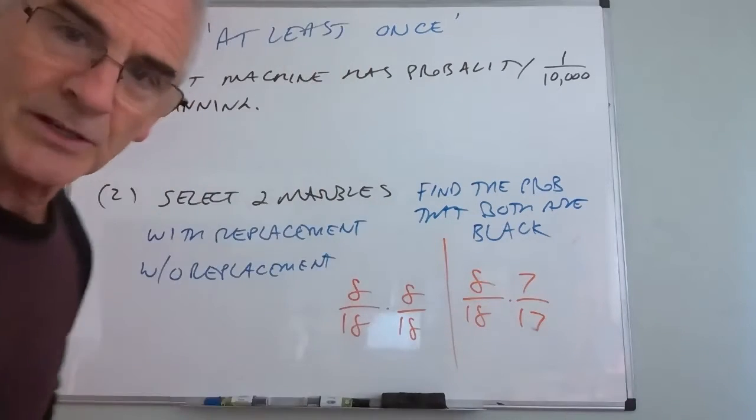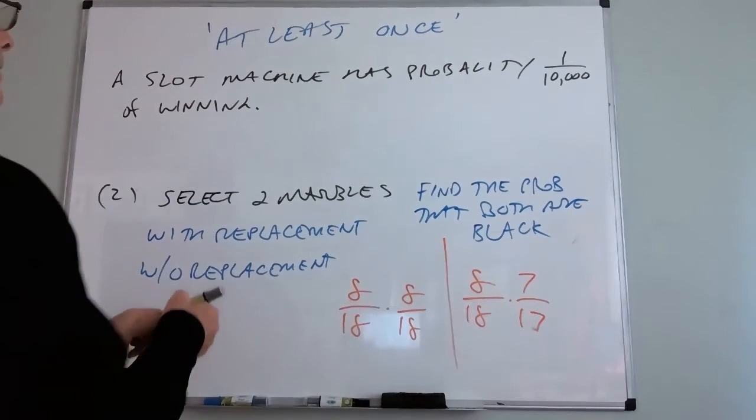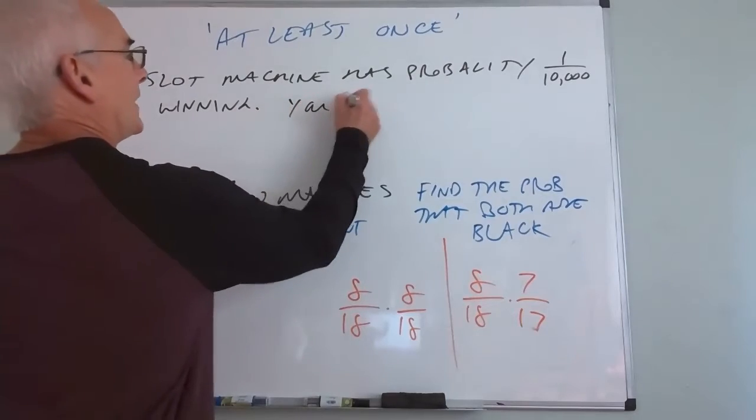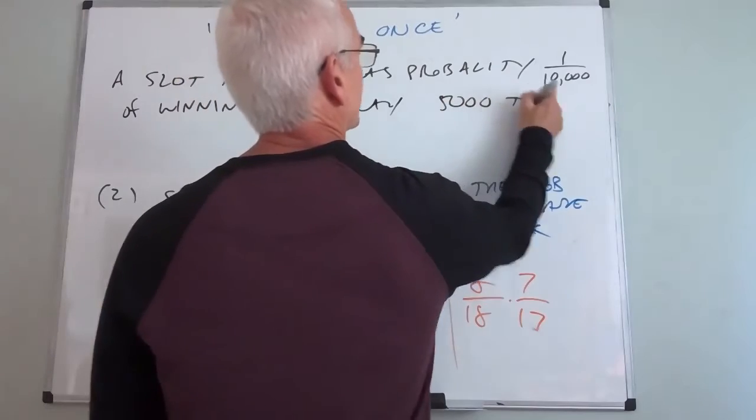So here's the question. I want to play, let's say a slot machine has probability. You play, I don't know, let's say 5,000 times.